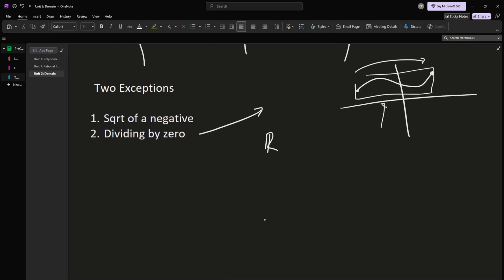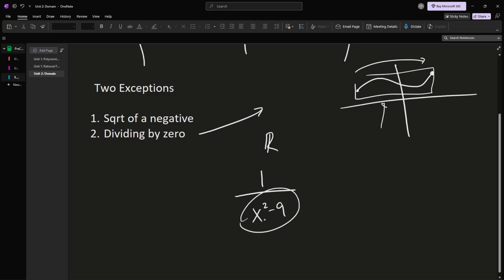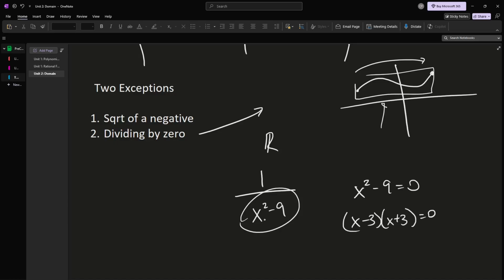If you have a function 1 over x squared minus 9, for example, we want to see when we are dividing by 0. When does the denominator become 0? So we factor it, set the whole denominator equal to 0, and solve for x. x minus 3, x plus 3 equals 0, so x equals 3 and negative 3. When x is 3 and when x is negative 3, my denominator is 0, and that breaks my function.